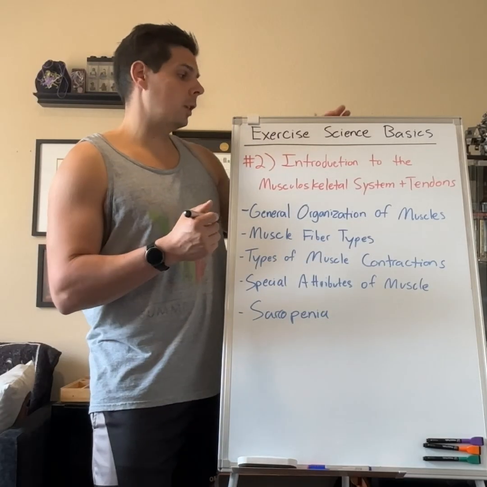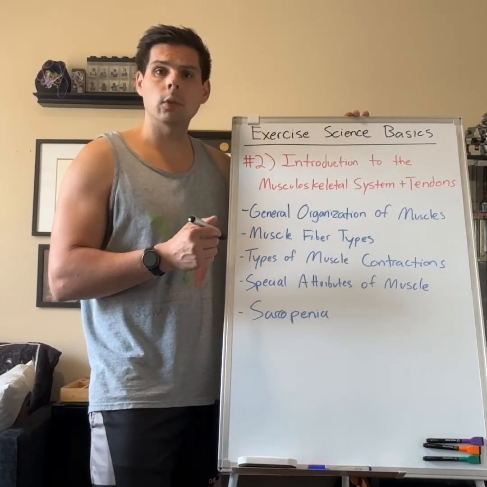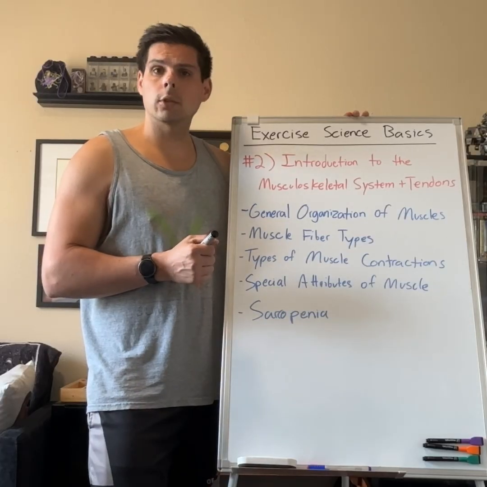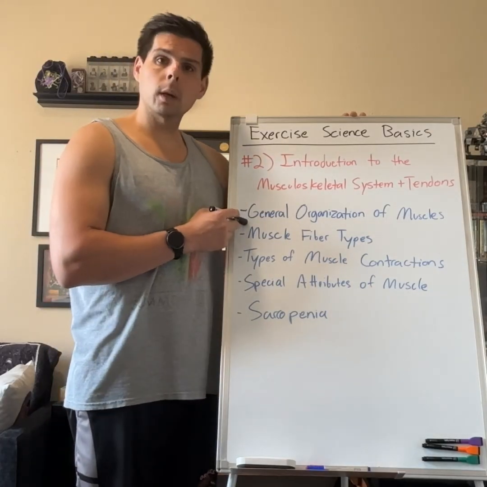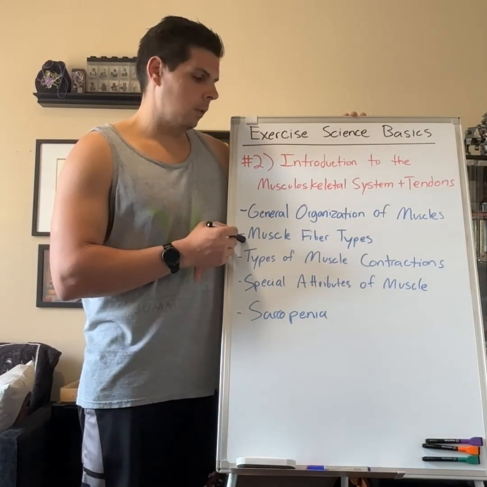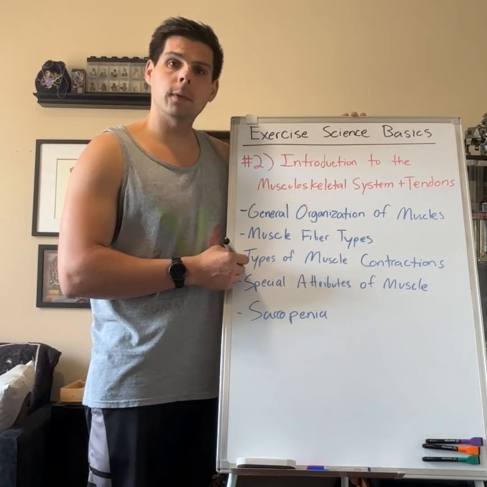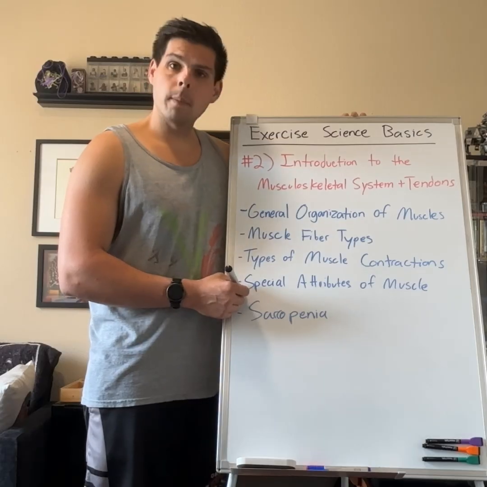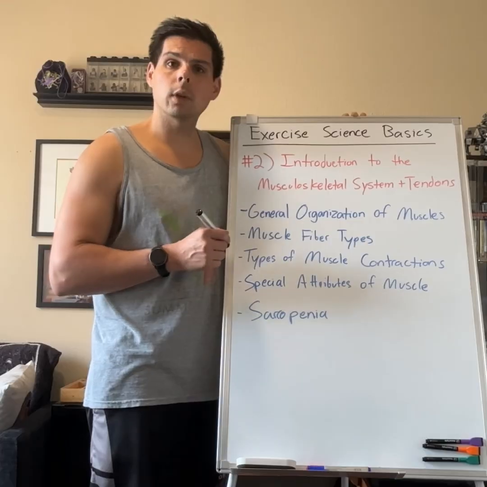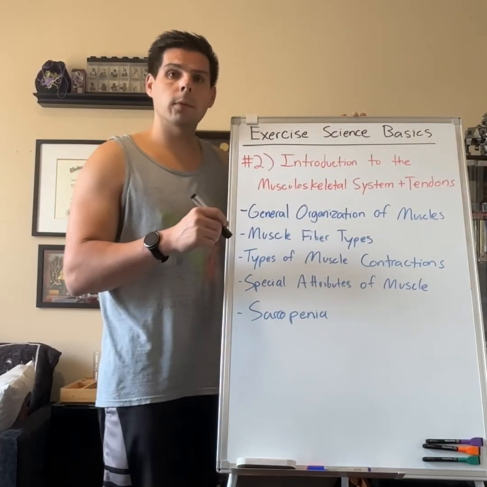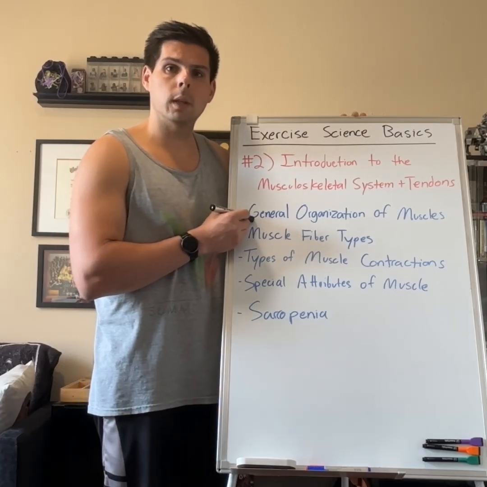Today's video in our Exercise Science Basics series is going to be the introduction to the musculoskeletal system and the tendons. Just how we broke things down for the introduction to the skeletal system, we will do the same thing today. Our first topic is going to be the general organization of the muscles in the human body. From there, we're going to move on to a discussion about muscle fiber types. We will then talk about the different types of muscle contractions. From there, we'll talk about some of the special attributes of muscle tissue, and then we will finish up in a discussion on sarcopenia. So without further ado, let's get started with our first topic of discussion, general organization of the muscles in the human body.